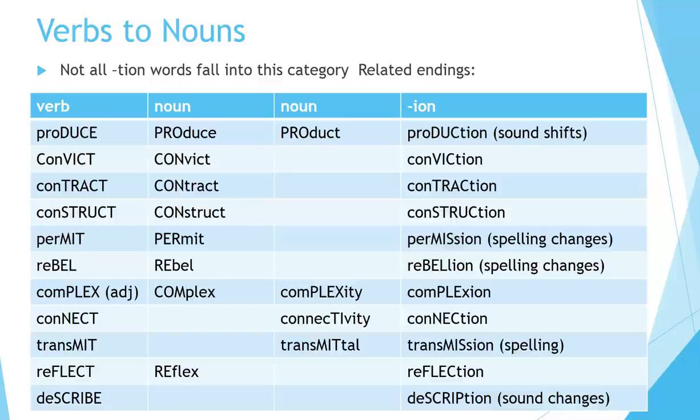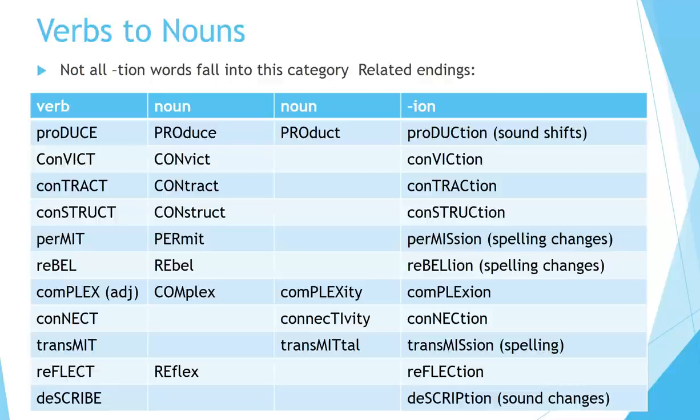Convict, convict, conviction. Contract, contract, contraction. Construct, construct, construction. Permit, permit, permission. Notice the stress changes in the same way, but in this case, there's a change in spelling. The ending is not T-I-O-N, but S-I-O-N, and actually the S is doubled here. Permission. Rebel, rebel. Rebellion. We have the same type of spelling changes, but it's a different letter this time. So instead of T-I-O-N, we have L-I-O-N, and the L is doubled before the I-O-N ending.